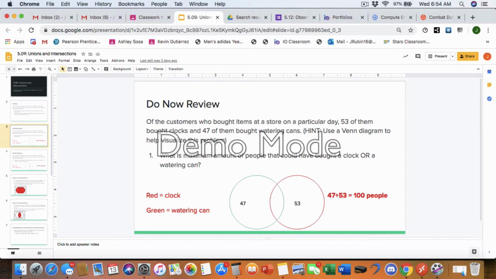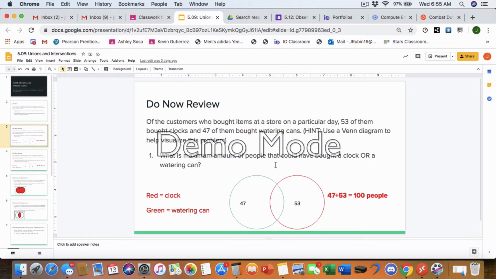So let's review. What is the maximum number of people that could have bought a clock or a watering can? I am using a bit of a Venn diagram. I find it very useful to organize data, and when I'm trying to explain it to you guys, it does make it a little easier because there's a visual. So red is the clock, green is watering cans. Based on the diagram, 53 people bought clocks, 47 of them bought watering cans.